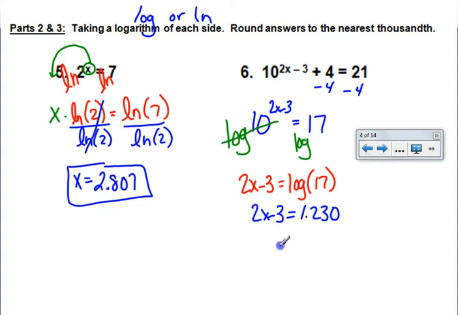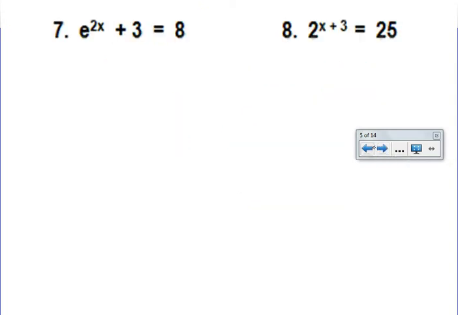So depending on how you round, add 3 and divide by 2, I think you get 2.115 roughly. So as you can tell, these answers are not going to be pretty, but the idea is you're always going to apply logarithms. Let's look at number 7.